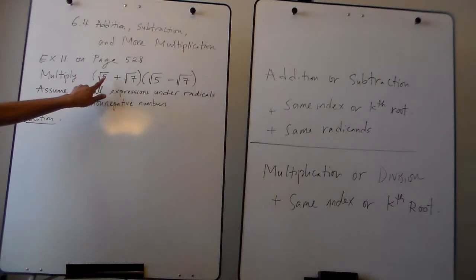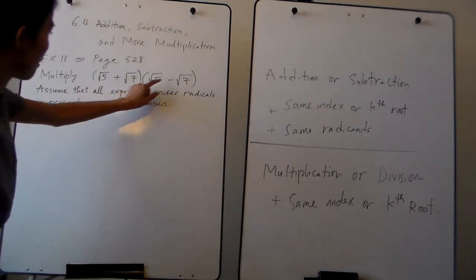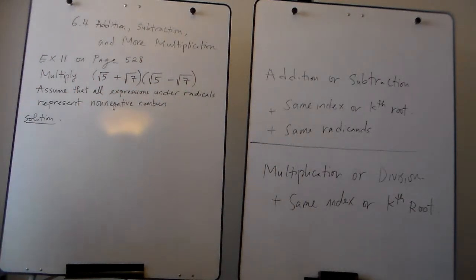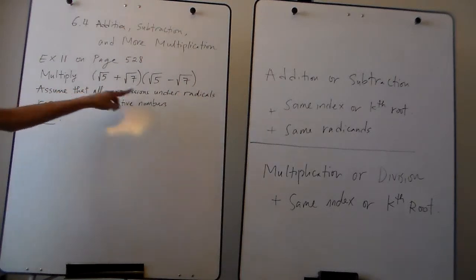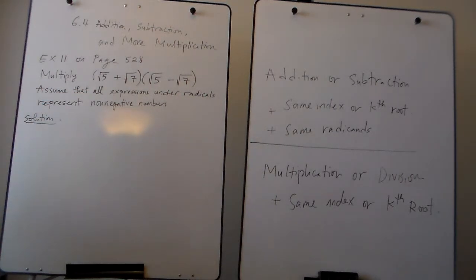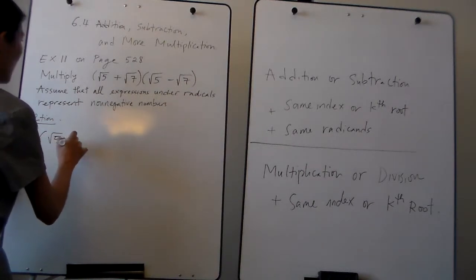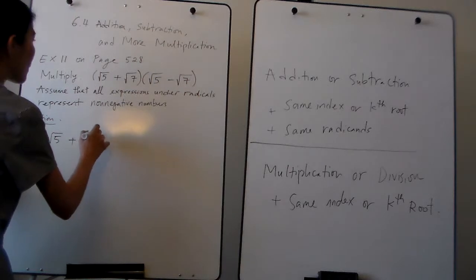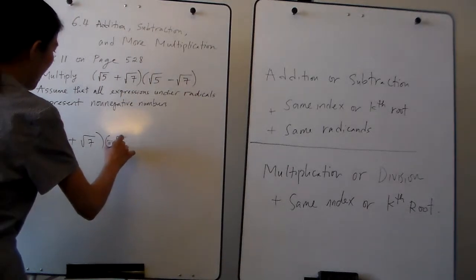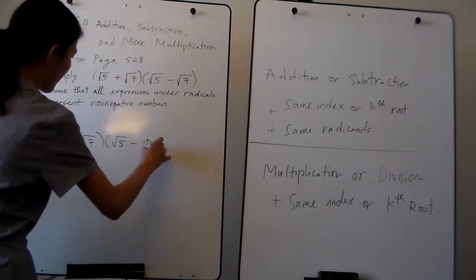We don't have to worry, because all the radicals we have, 5, 7, 5, 7, are positive numbers. This statement just ensures that the expressions under the radicals are greater than or equal to 0, so the radicals are not negative. So we're given square root of 5 plus square root of 7 times square root of 5 minus square root of 7.